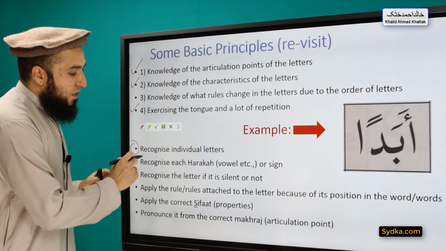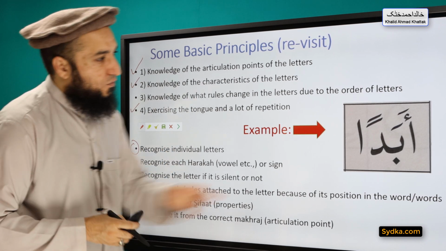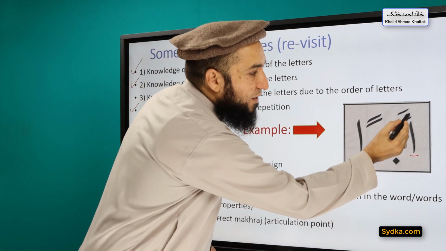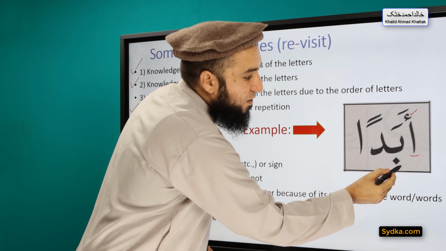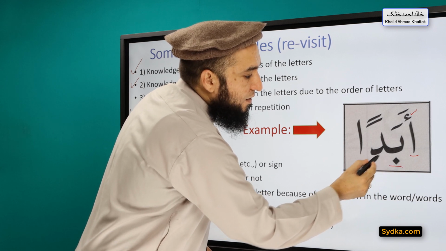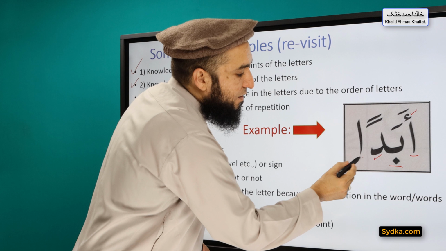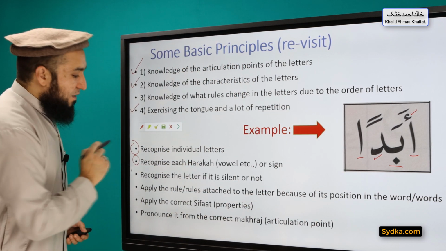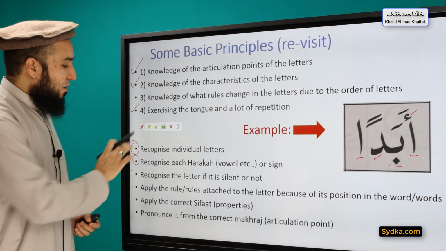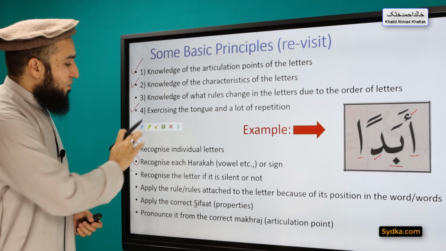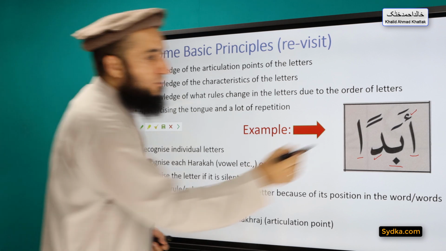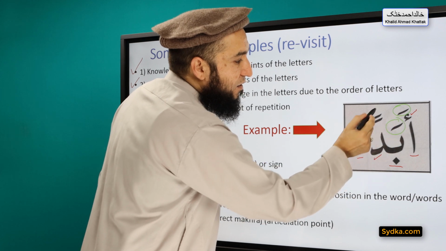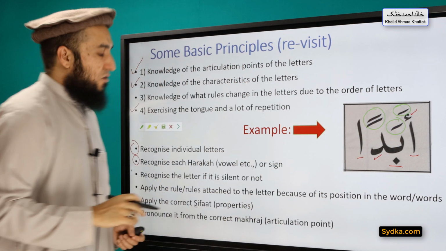So the first one is recognizing individual letters. If we go to here, the first one is alif, second one is hamza, third one is ba, next one is dal, and the final one is alif. So we recognized individual letters, step 1. In step 2, we recognize the harakat that are used. So the harakat, or the signs, would be here. That's fatha, fatha, fathatain. So we recognize the harakat.